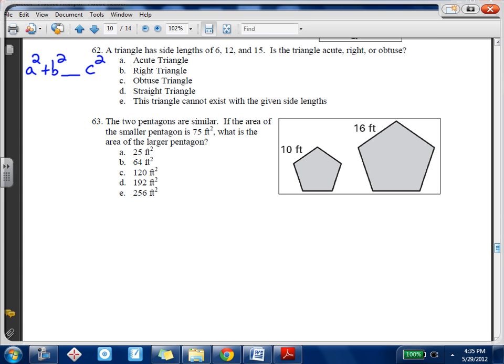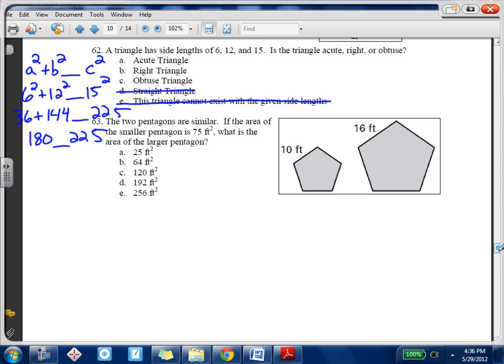Now you'll have to spend some time memorizing this, but when we solve it, it will tell us what it is. First off, even before you start, this triangle cannot exist with the given lengths. Well, yes, it can. And D, is it a straight triangle? Such thing doesn't exist. So there's really only three choices. Plug in your values. 6 squared plus 12 squared blank 15 squared. 6 squared, you get 36 plus 144 blank 225. This becomes 180. This is 225. Fill in your blank. It's going to be 180 is less than 225.